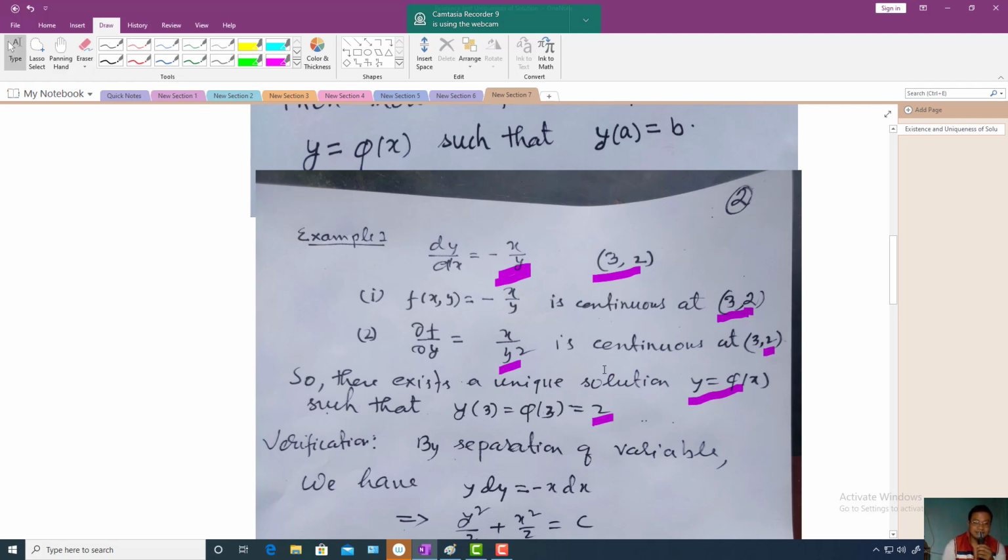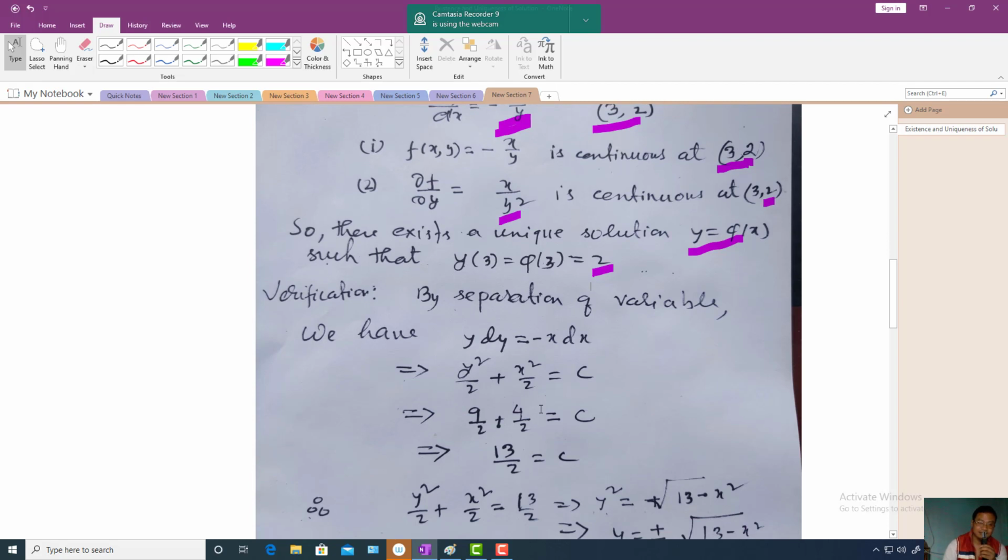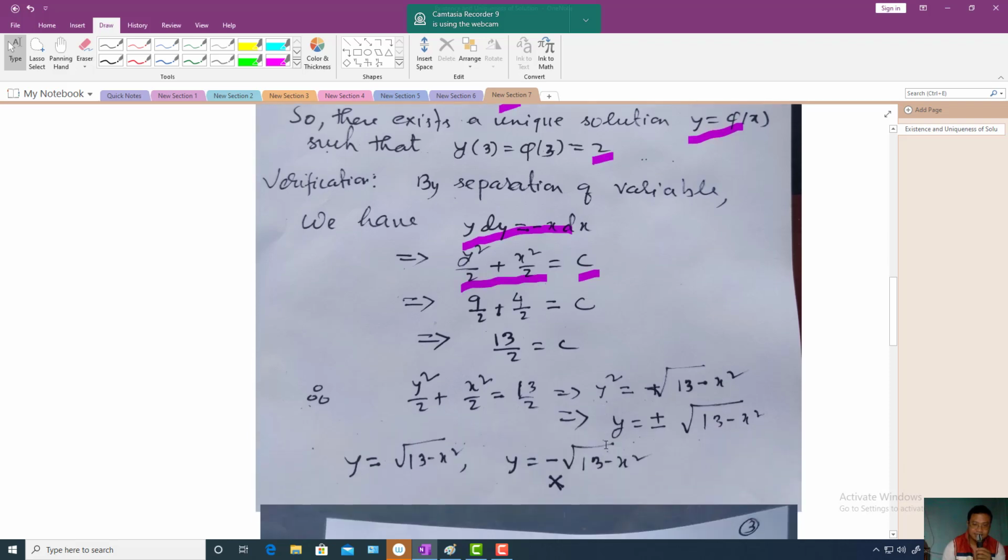Let us verify this. The given differential equation, you can separate the variables easily. After separation of variables, you can integrate like this. This is the separation of variables, and this is the constant of integration. To find the constant of integration, you put the values 3 and 2 here. So the constant of integration is 13 divided by 2.